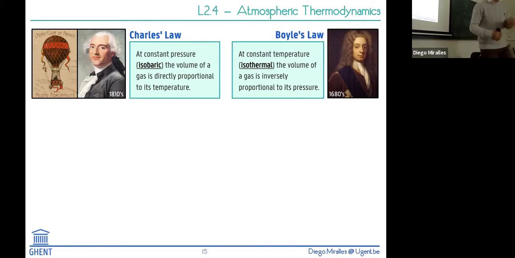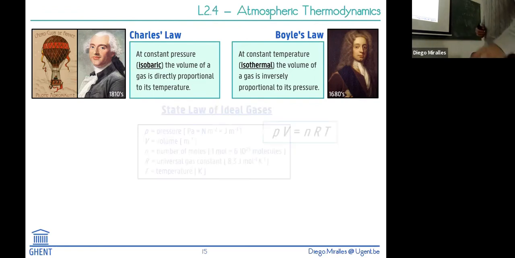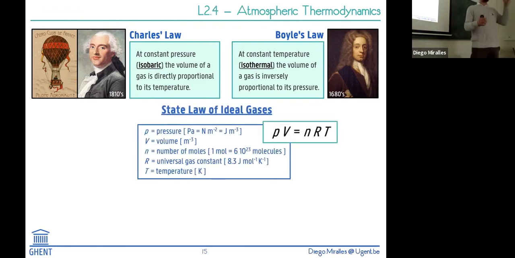So a few years later, they put together these two laws, and they came up with what we now call the state law of ideal gases, which, if you don't remember from high school, you have to definitely put some effort into memorizing, because it's a very important law. It's imprinted in every single climate model or numerical weather prediction model, meteorological model, atmospheric model. So it's a very important law.